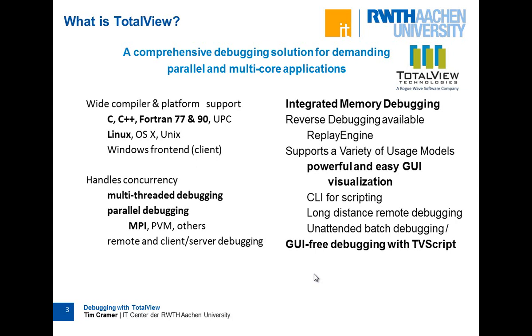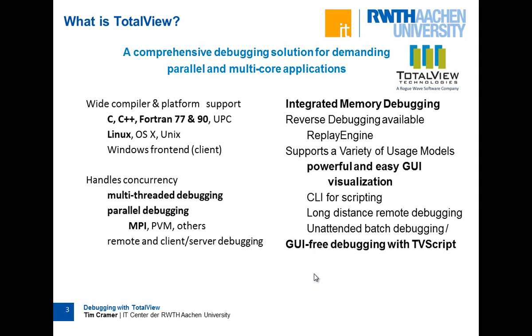As I said, TotalView is a powerful debugger, so it has a lot of functionality, and you can debug your C or C++ program, as well as Fortran. We have it for Linux installed, and there is also a Windows front end available, but we don't have it here in Aachen. I mentioned that you can debug parallel programs, and then there is some advanced functionality.